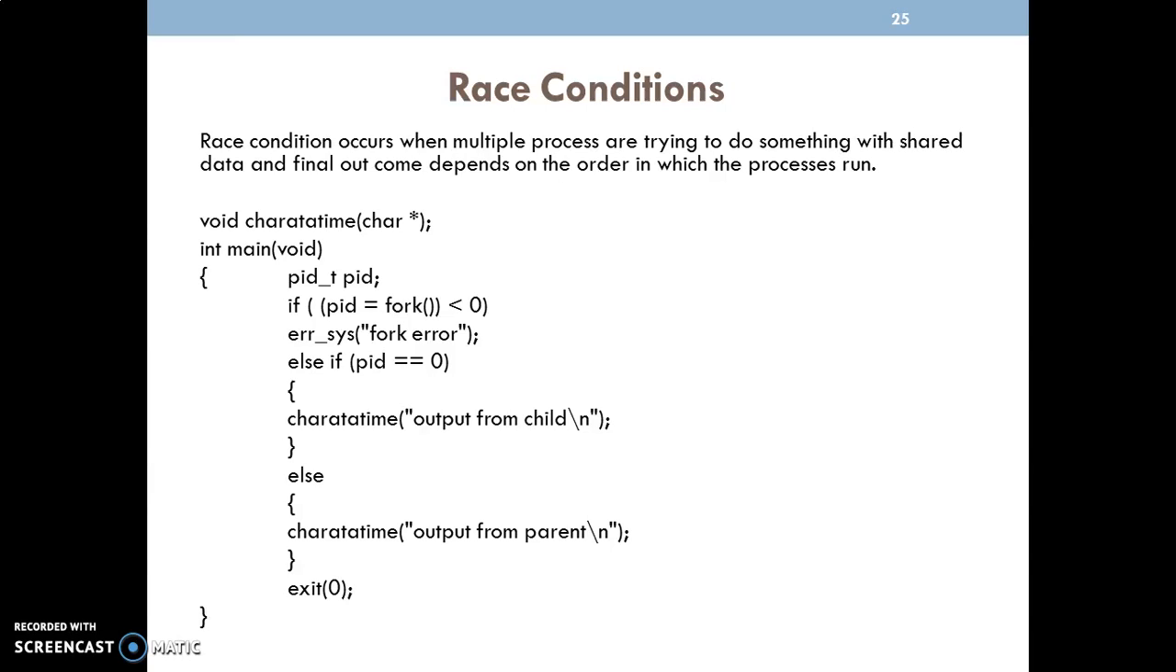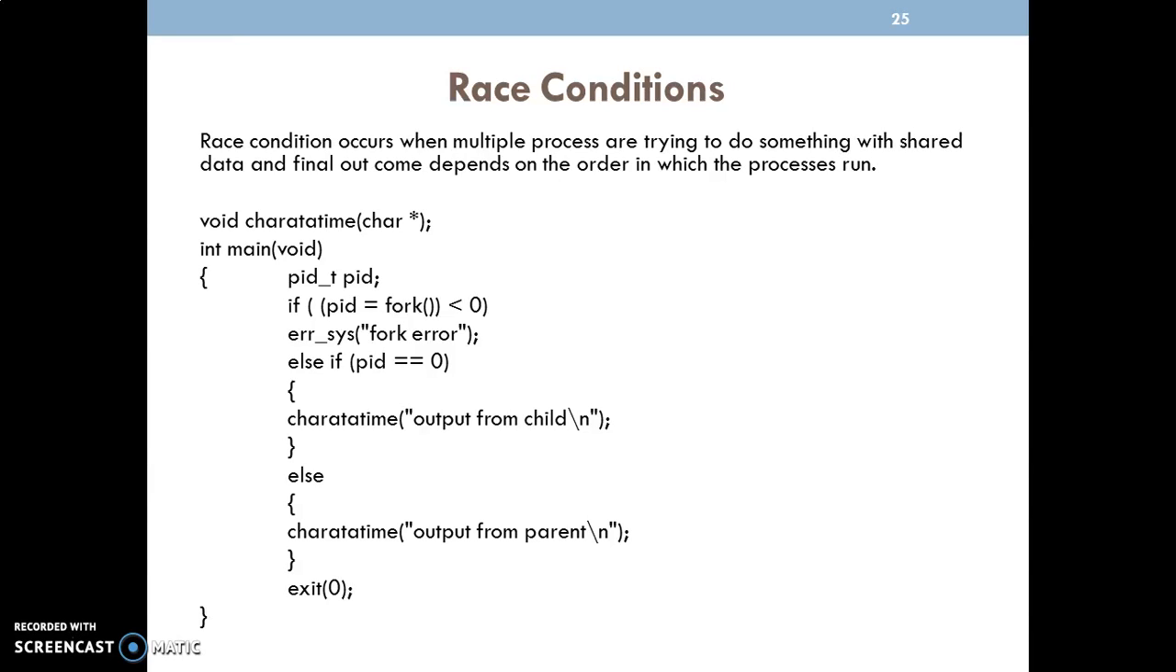Next one, race conditions. A race condition is when multiple processes are trying to do something with shared data, but the final outcome depends on the order in which the processes run. Whether the child is first or the parent is first, according to whatever order they execute, we get the output.